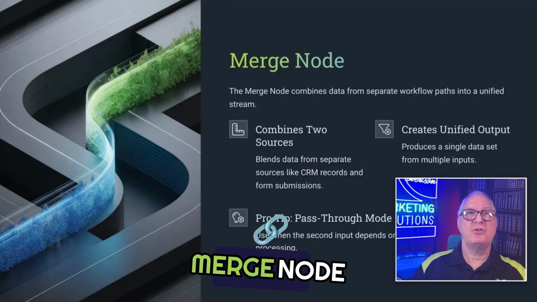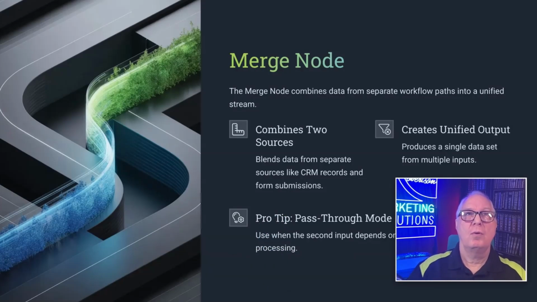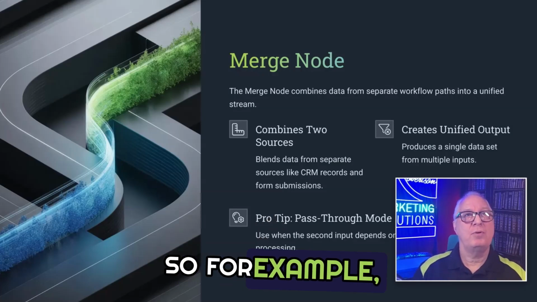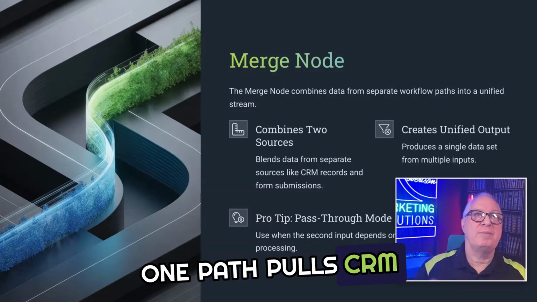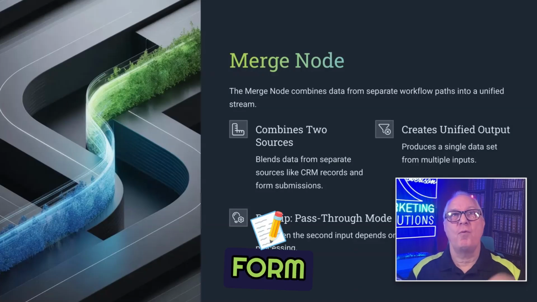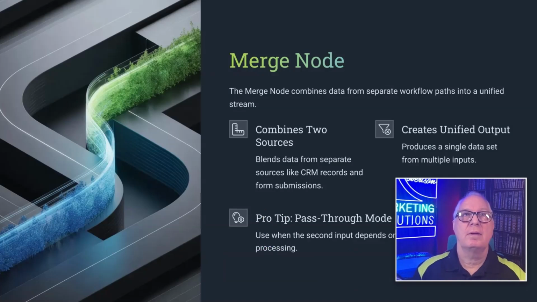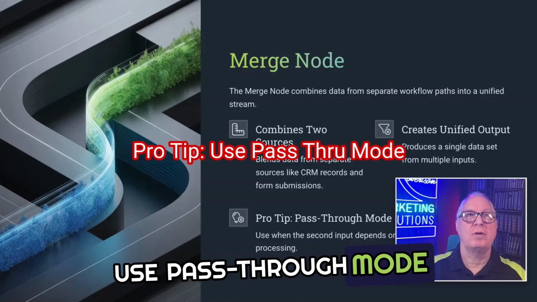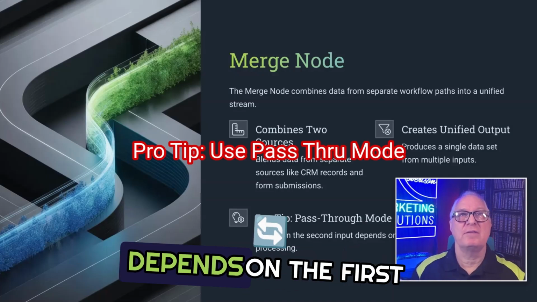Next, we have a merge node. What does it do? It combines 2 sources into one. So for example, one path pulls CRM data, the other grabs the form. And a pro tip, use pass-through mode if the second input depends on the first.